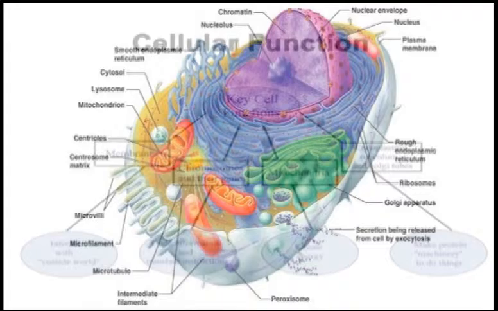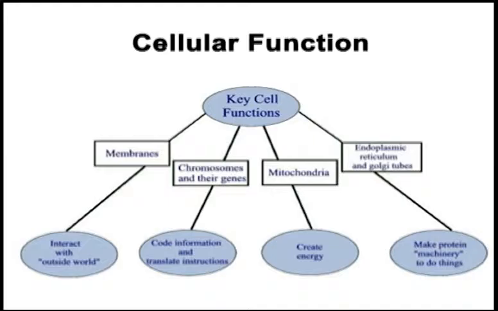Some of the functions that go on, this is pretty basic stuff. The membranes protect us from the outside world. The DNA transmits the code. The mitochondria are the power plants, and so on and so forth. But they're all very knowledgeable and aware of what they need to do within their little environment.